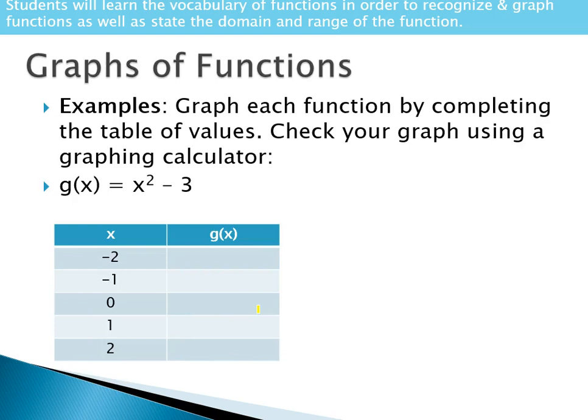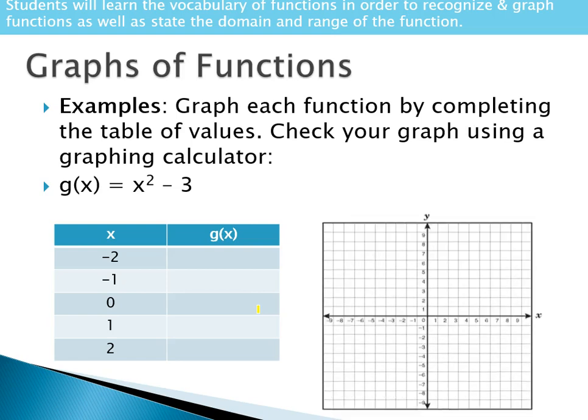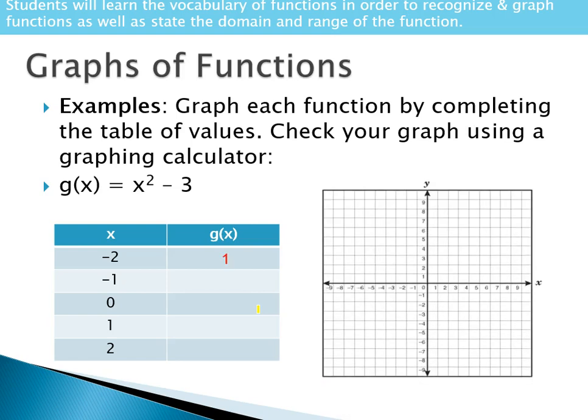Check this one out. Okay, check your graph using the graphing calculator. We're going to go to y equals, and type in x squared minus 3. We go to the table. -2 squared is 4, 4 minus 3 is 1. -1 squared is 1, 1 minus 3 is -2. 0 squared is 0, minus 3 is negative 3. 1 squared is 1, minus 3 is negative 2. 2 squared is 4, minus 3 is 1. And we plot our points.